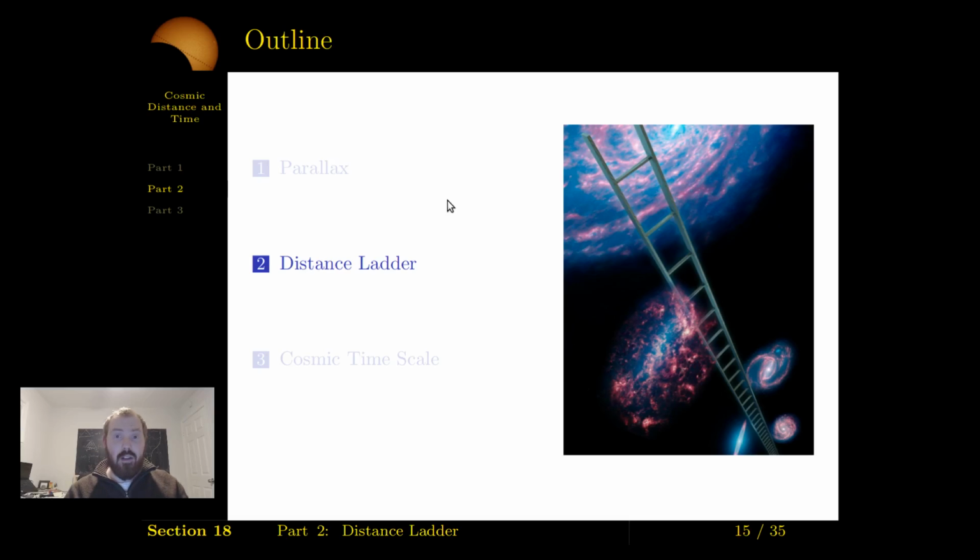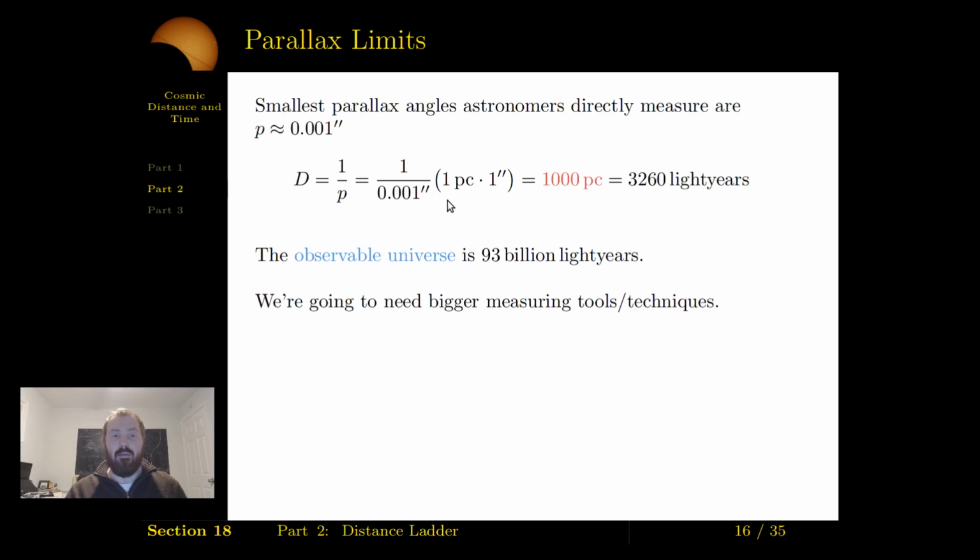What we're now going to try and do is build up our distance ladder, this idea of how do we measure through all the different lengths of the universe. So before we do that, I've got to establish why. Why can't we just use parallax and keep going beyond and beyond?